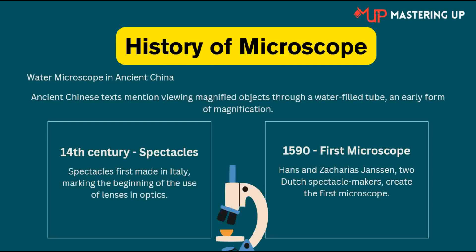In the 14th century, spectacles were first made in Italy. This marked the beginning of the use of lenses. In 1590, as we studied in earlier videos, the first microscope was invented. Apart from this, ancient Chinese texts have also mentioned viewing magnified objects through a water-filled tube. This could be an early form of magnification.